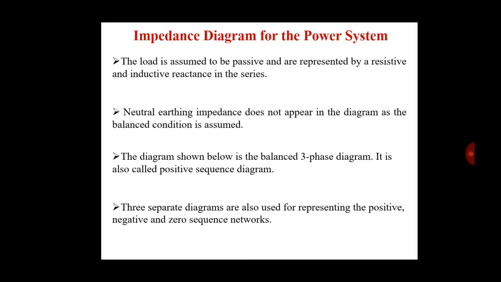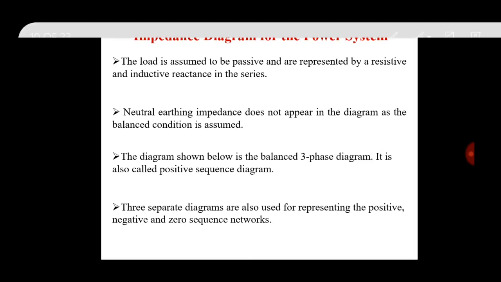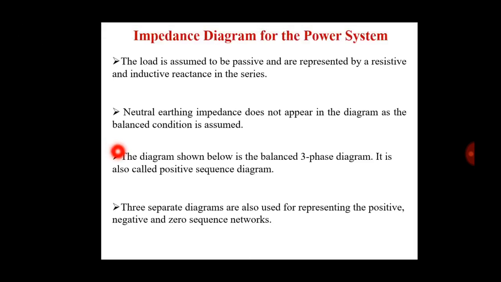Neutral earthing impedance does not appear in the diagram as the balanced condition is assumed. In the impedance diagram we do not show the neutral earthing because we assume a balanced system. The diagram shown above is the balanced three phase diagram. It is also called the positive sequence diagram. Okay, positive sequence. What is positive sequence?